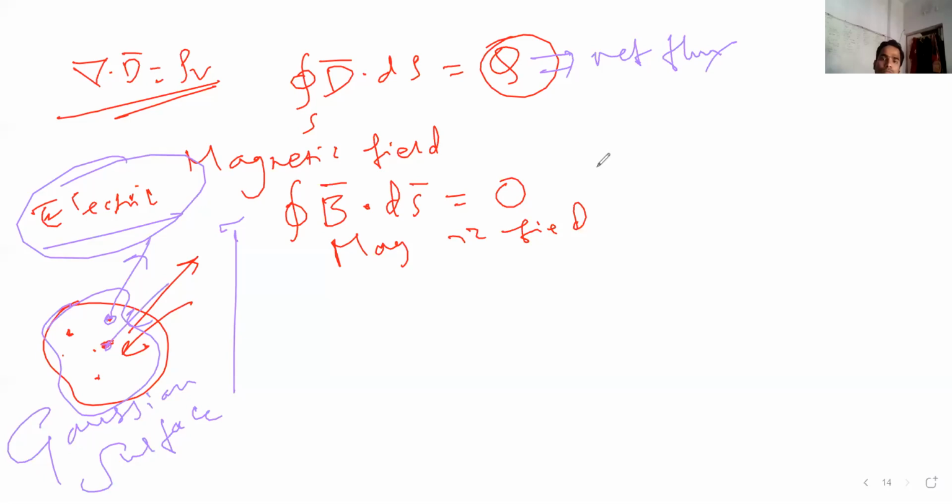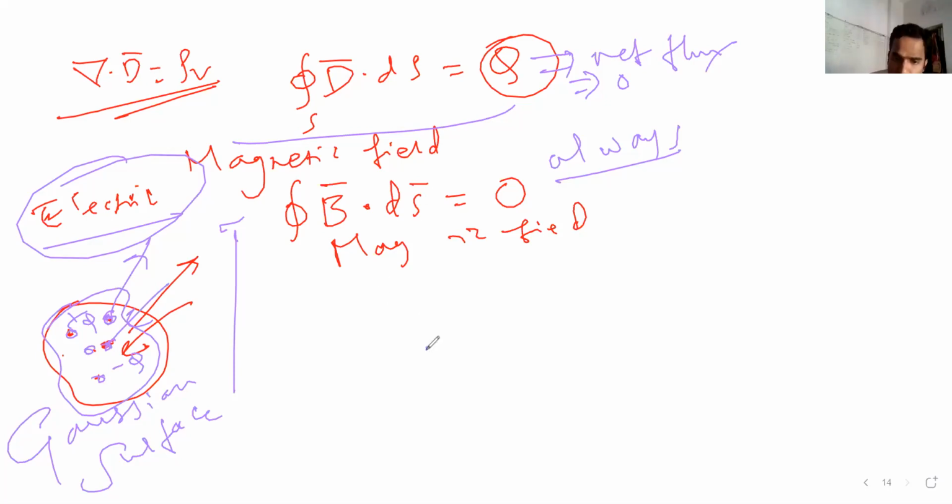Or it may be zero if they cancel each other. But in case of magnetic field, it is always zero. Why? Because in case of electric charges, they are discrete, individual charges, plus q and minus q, and they exist separately. Whereas in case of magnetic field, you cannot have a north pole separate and a south pole separate.